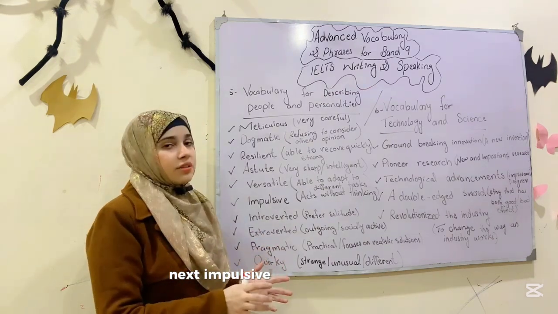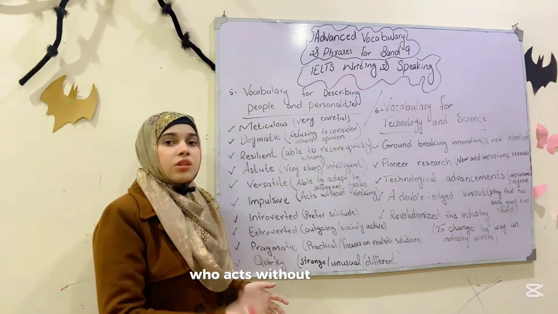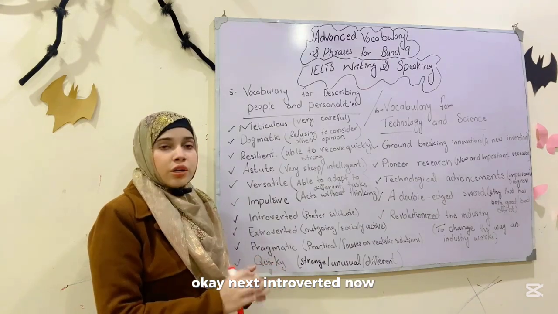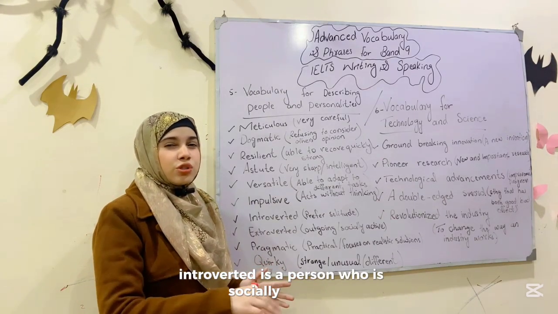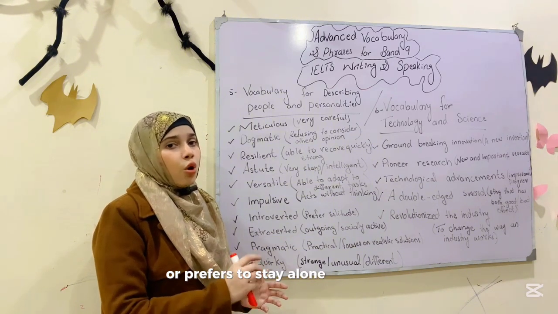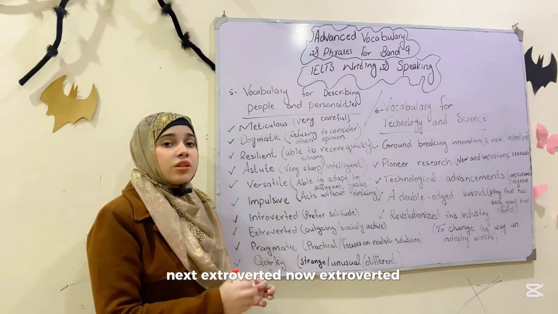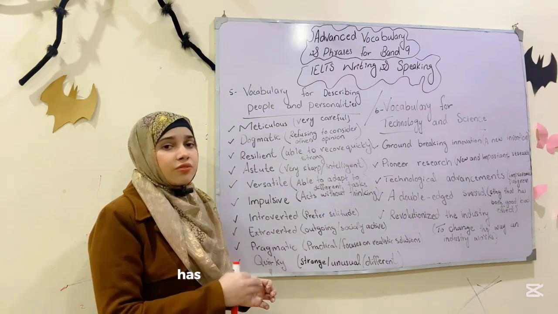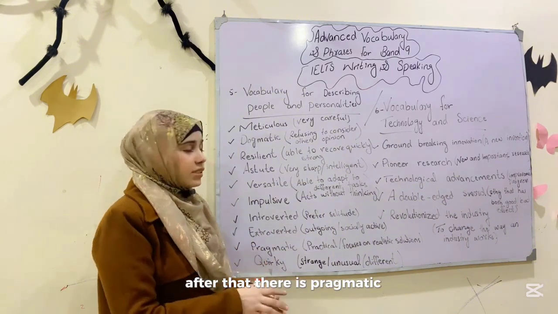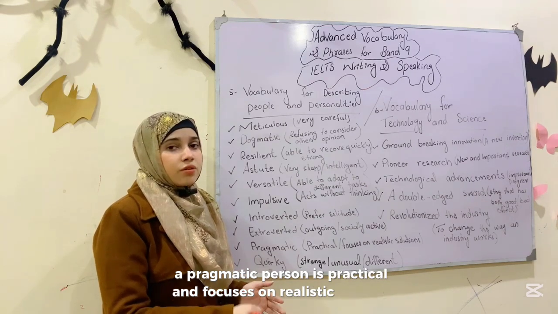Next, impulsive. Impulsive is used for an impatient person who acts without thinking. Okay. Next, introverted. An introverted person is socially inactive or prefers to stay alone or prefers solitude. Next, extroverted. An extroverted person is socially active, has a friendly nature, and likes talking to people. After that, there is pragmatic. A pragmatic person is practical and focuses on realistic solutions.